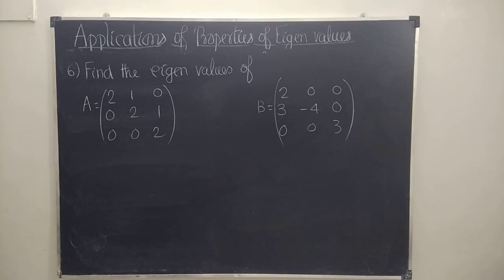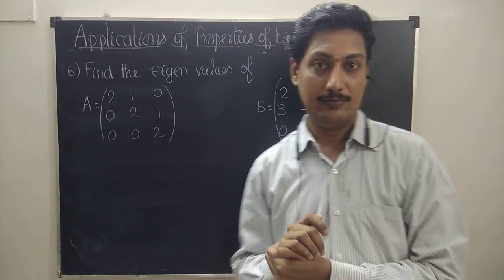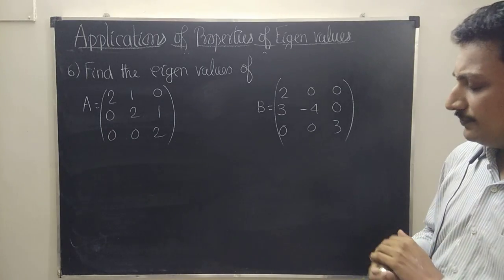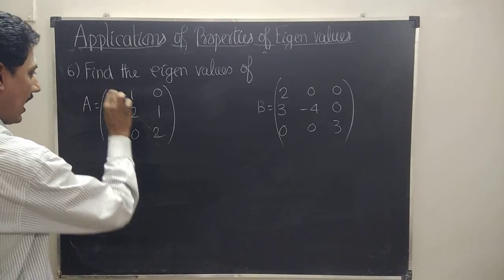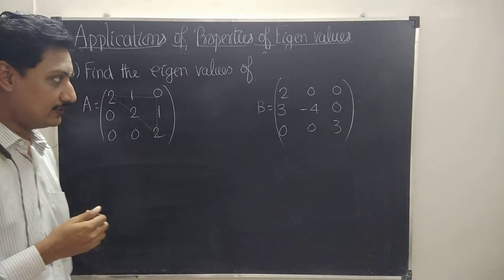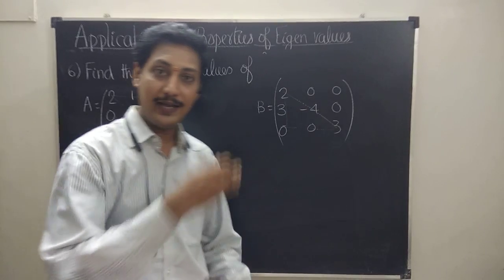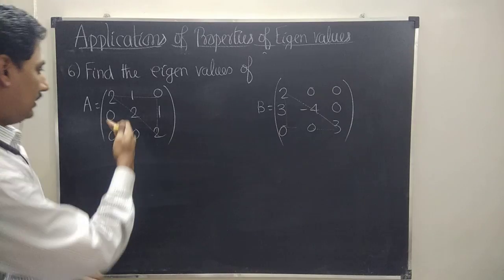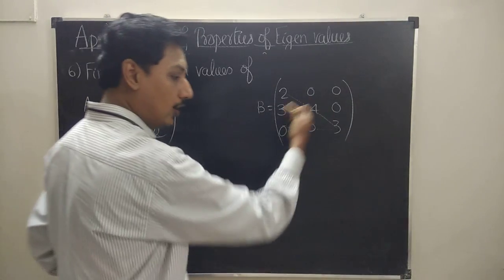See the sixth problem. Find the eigenvalues of the two matrices. A is given, B is given. Have you seen what the matrix A looks like? What's the name of the matrix? Yes, upper triangle matrix. The matrix B looks like the lower triangle matrix, because above the diagonals are 0 and below are non-zero. In this one, above the diagonals are non-zero and below are 0. So this is called the upper triangle matrix, and this is called the lower triangle matrix.